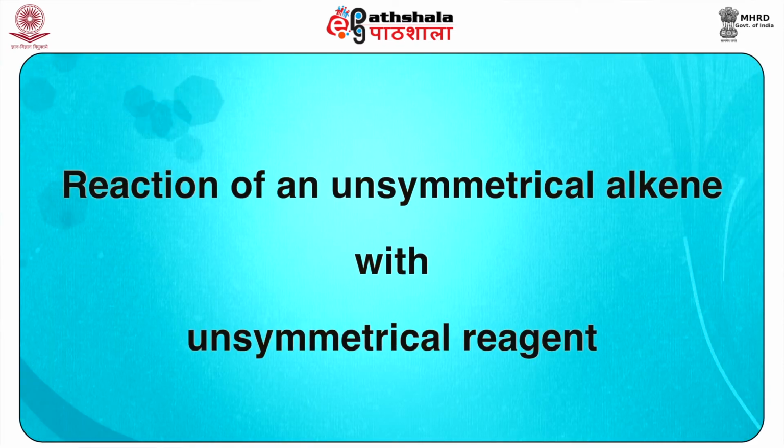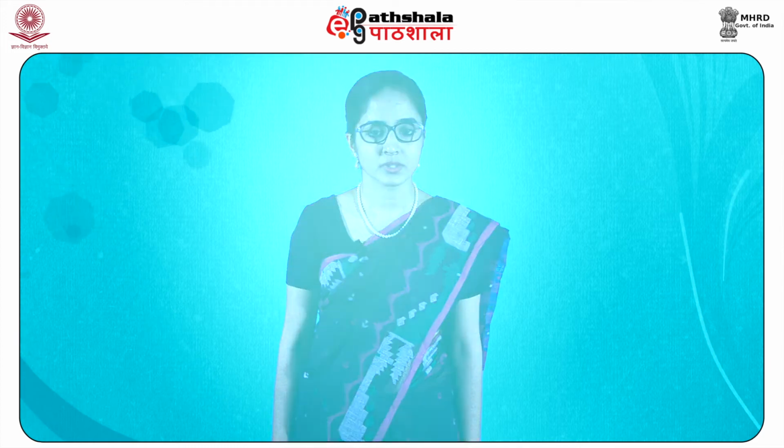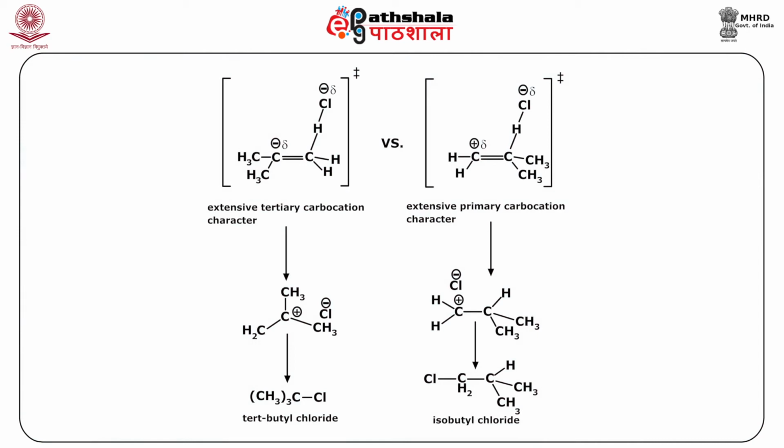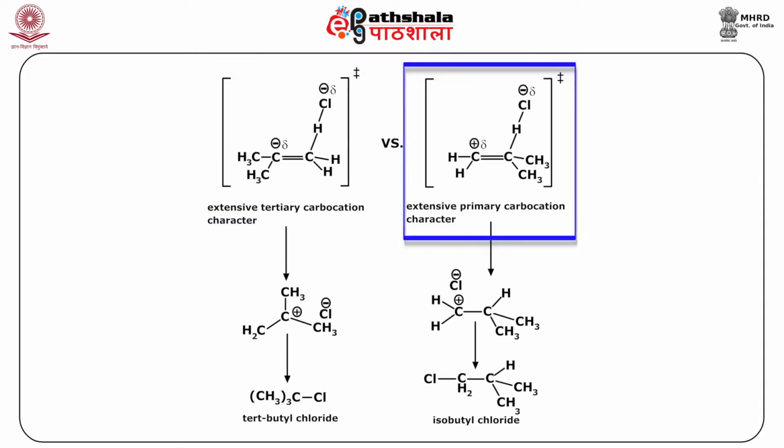Now, the fifth example is a reaction of an unsymmetrical alkene with an unsymmetrical reagent. The reaction of isobutene with hydrogen chloride could generate either or both of the two products, that is tertiary butyl chloride or isobutyl chloride. Now, the products formed are determined by the outcome of a competition between two distinct transition states. One of the transition states has a tertiary carbocation character and the other has a primary carbocation character.